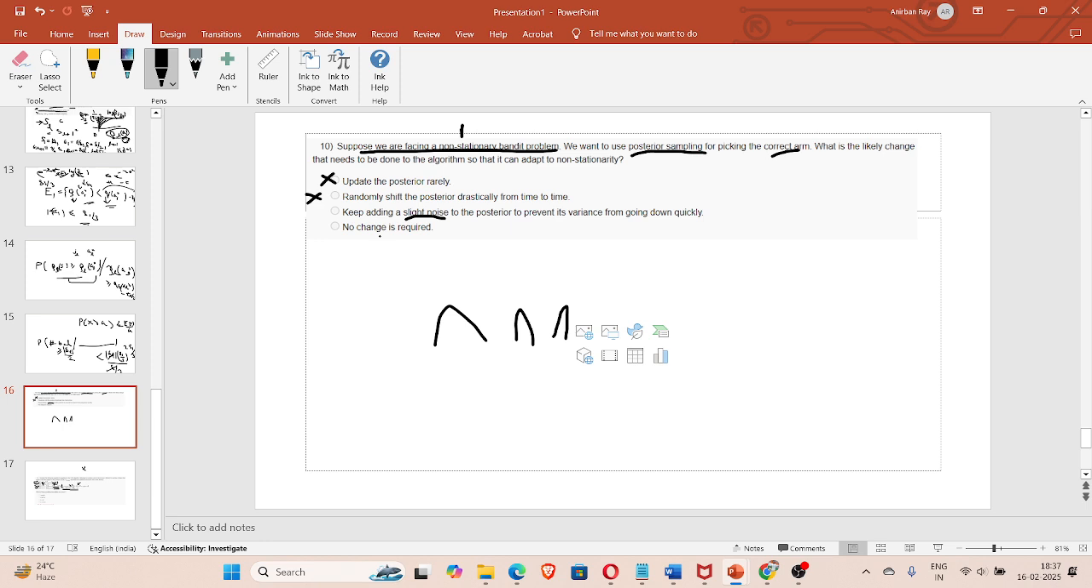One trace posterior sampling. Keep adding a slight noise to this variance. Okay, done. Done. Yes.